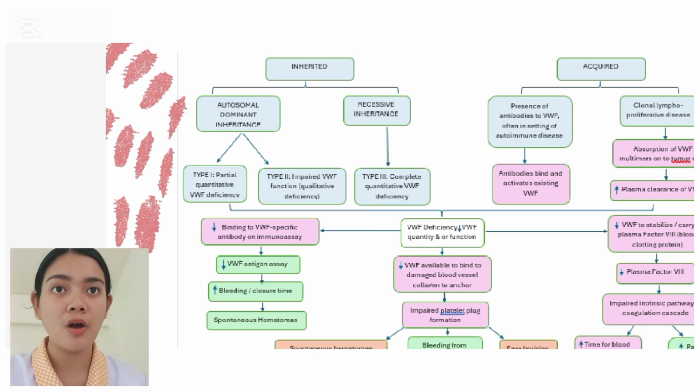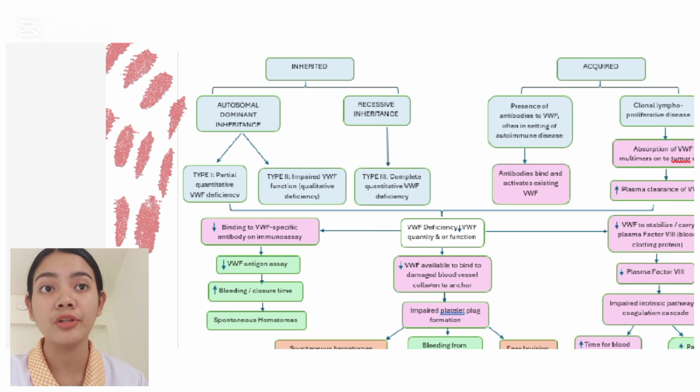When von Willebrand disease is inherited through the recessive inheritance, it could lead to type 3 von Willebrand disease, or the complete quantitative von Willebrand factor deficiency. It means that there is an almost total lack of von Willebrand factor in the blood.